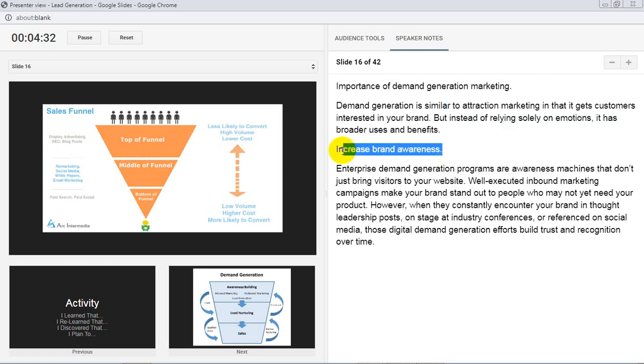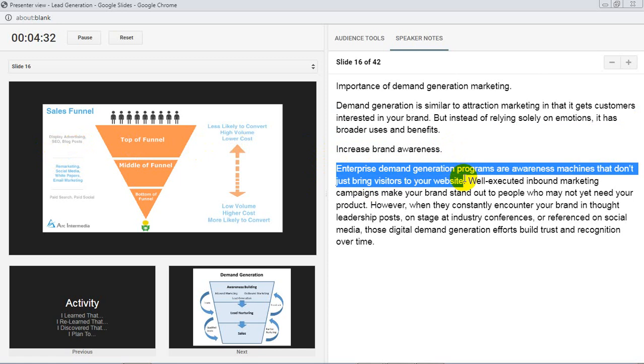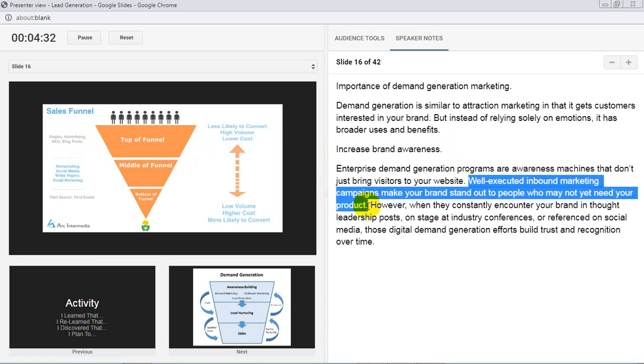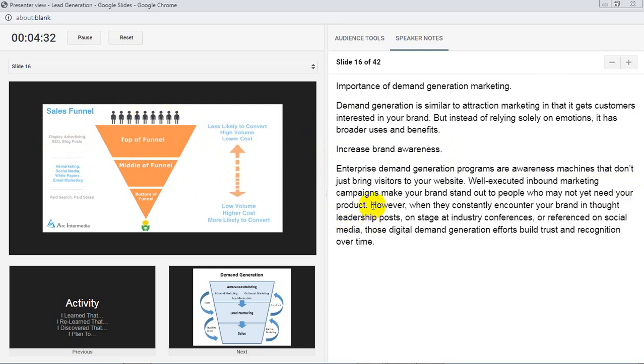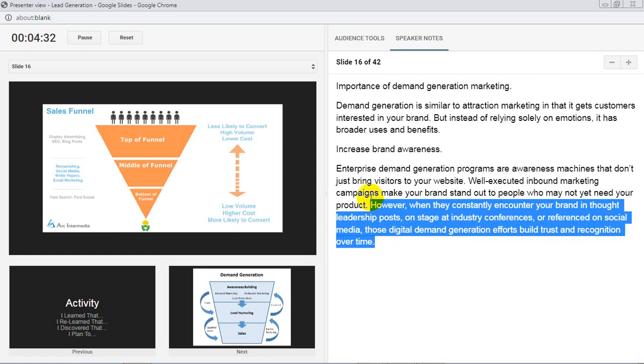Increase brand awareness. Enterprise demand generation programs are awareness machines that don't just bring visitors to your website. Well-executed inbound marketing campaigns make your brand stand out to people who may not yet need your product. However, when they constantly encounter your brand in thought leadership posts, on stage at industry conferences, or referenced on social media, those digital demand generation efforts build trust and recognition over time.